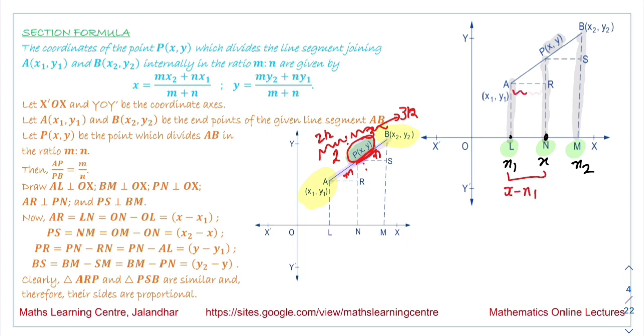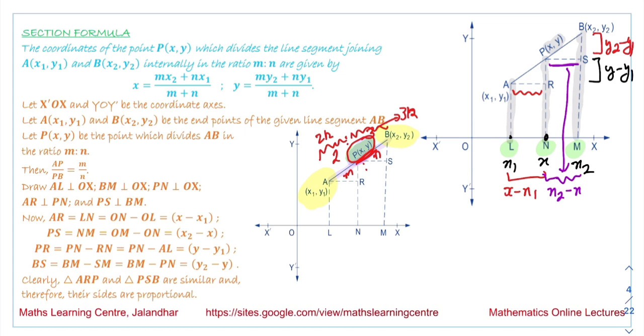It means this is the length AR. If we look at this length, it is x2 minus x. It is this value we are talking about, the length PS, that is x2 minus x1. Similarly, this BS length will be y2 minus y1, and this AP length will be y minus y1. These are the lengths that we have.